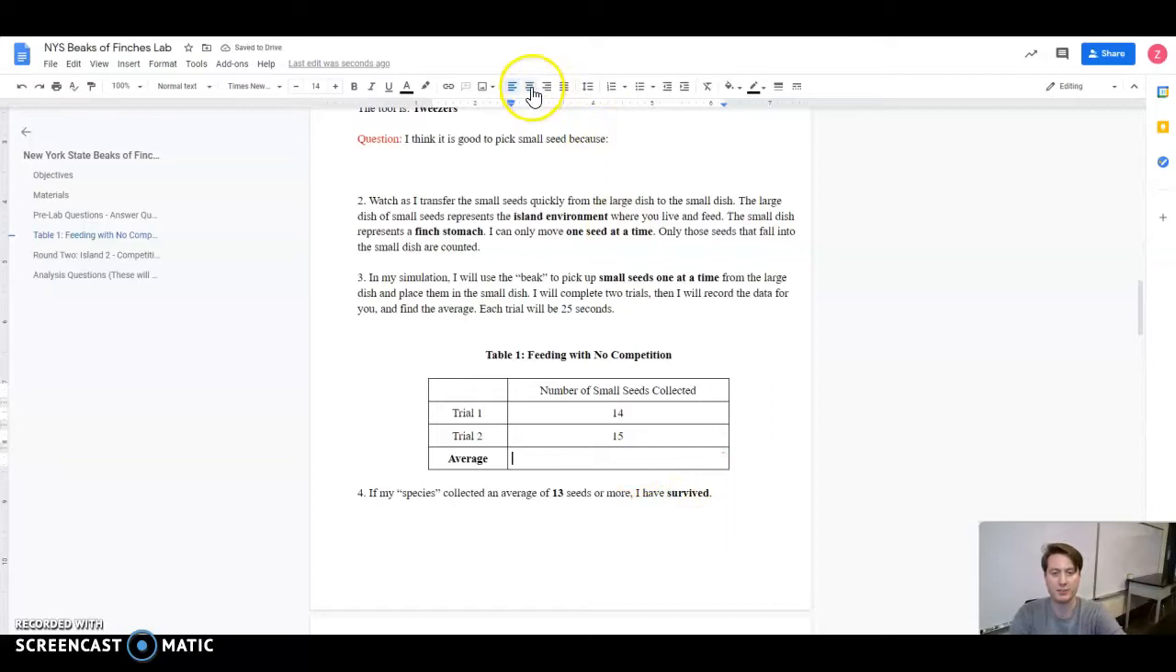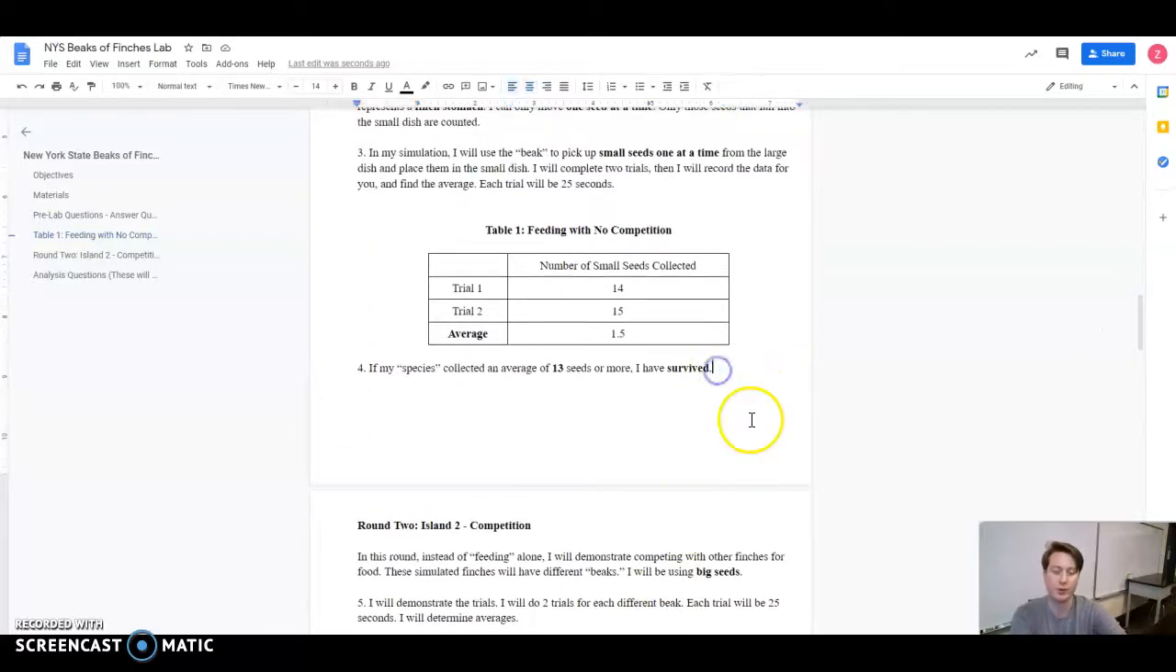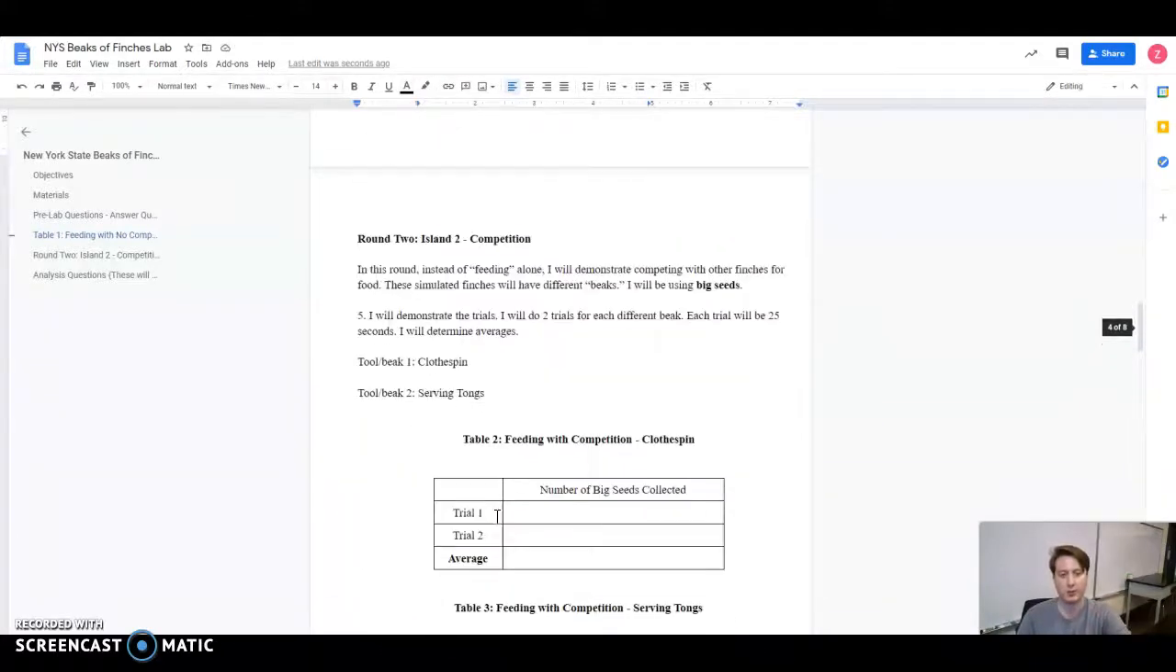I need to find my average. My average, 14 and 15 added up together, divided by 2, 14.5. And now if my species has collected an average of 13 seeds or more, I've survived. The species has survived. So, yep, and I'll put that. And this concludes the lab for today. We're going to be going on to round 2 tomorrow, and I'll see you then.